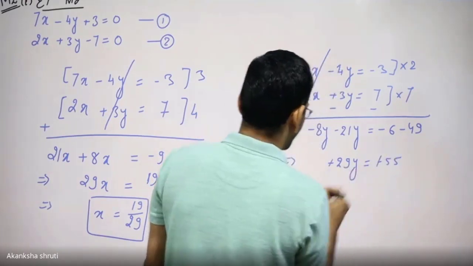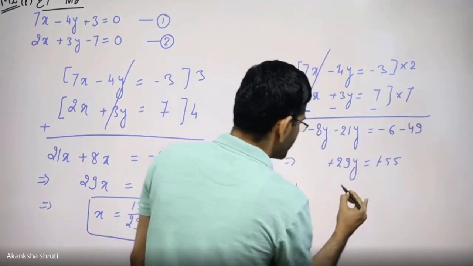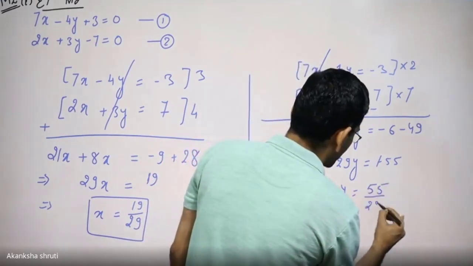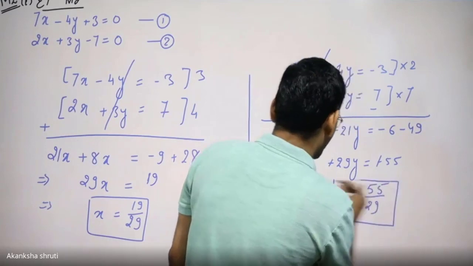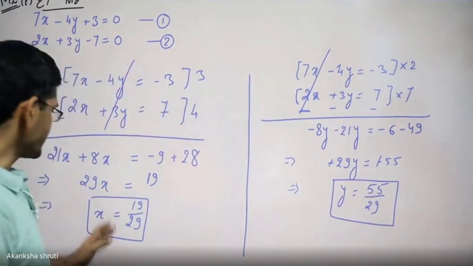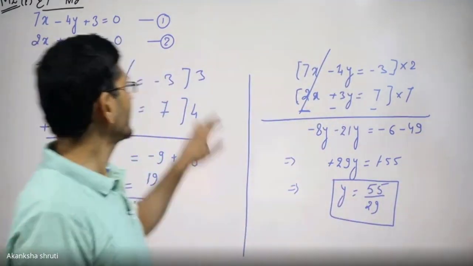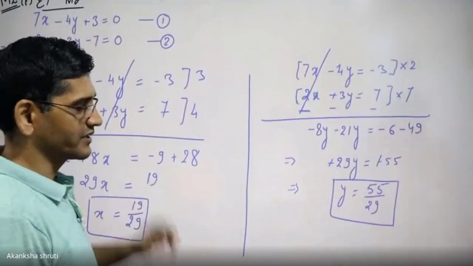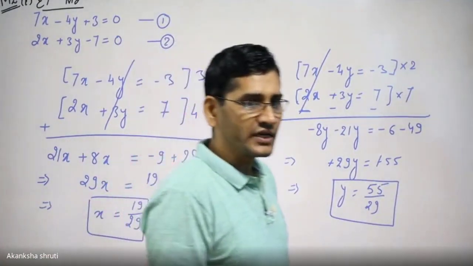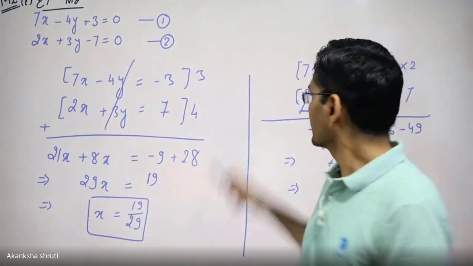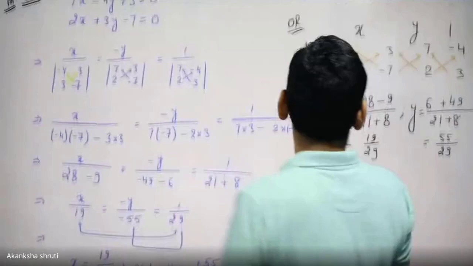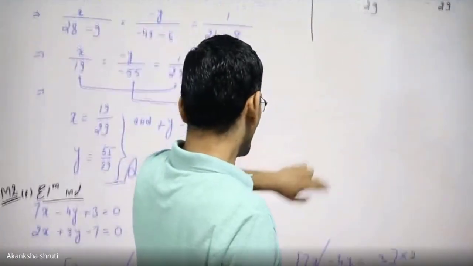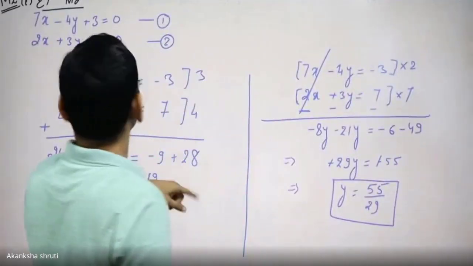Here the minus can be removed. Y is 55 by 29. This is the value of y. This way the x and y we have determined, and we are getting the same x and y that we have calculated by the cross multiplication. So this way we have observed that this cross multiplication is even more time saving. Followed by that we have this elimination method.